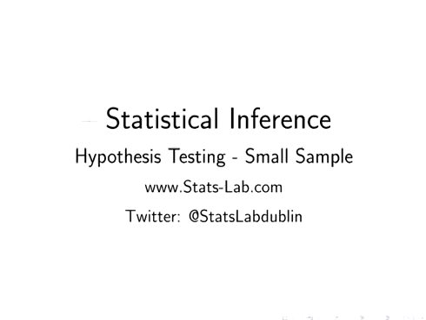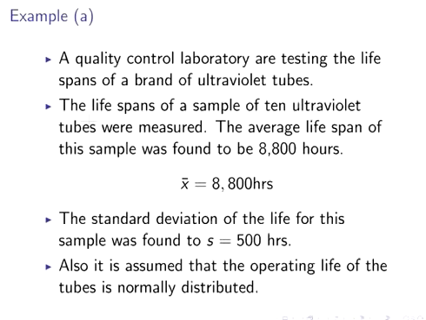In this presentation we are going to look at hypothesis testing, particularly for small samples. Suppose a quality control laboratory is testing the lifespan of a brand of ultraviolet tubes, and the lifespan of a sample of 10. Let's pick up that point first off, that this is a small sample and that n is equal to 10. The lifespans were measured, and the average lifespan of this sample was found to be 8,800. That is our point estimate.